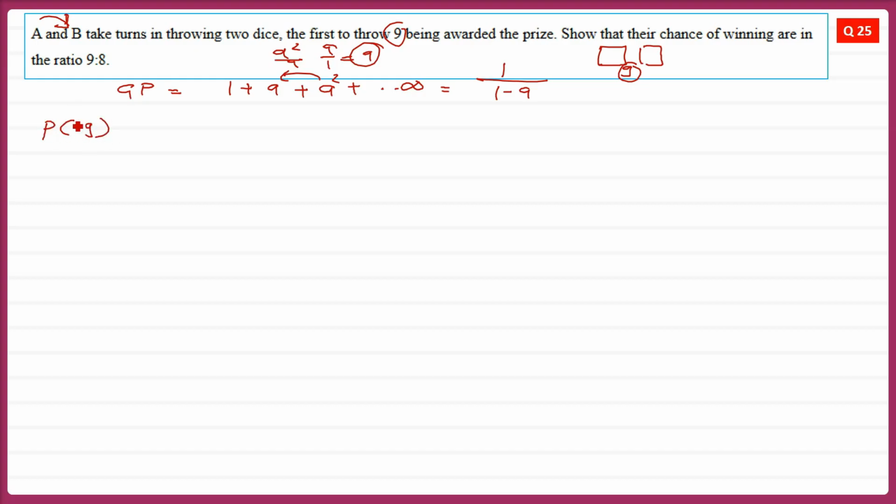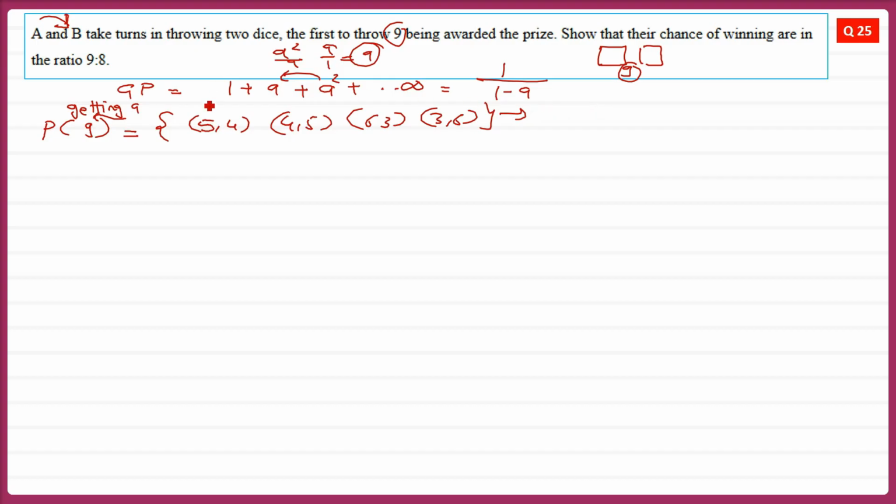The probability of getting a 9. So you have to write inside the bracket all of it. Probability of getting a 9, and this is equal to what? There are multiple options: 5, 4, 4, 5, 6, 3, 3, 6. Can you find any other numbers which add up to 9? No. So these are the 4 possibilities. These are the 4 favorable cases we have.